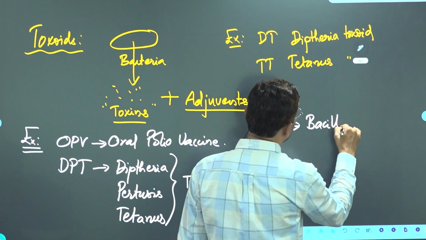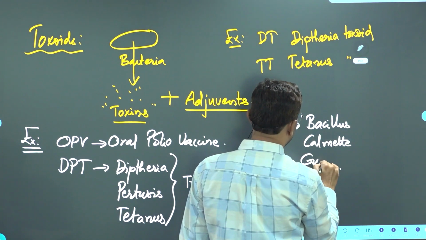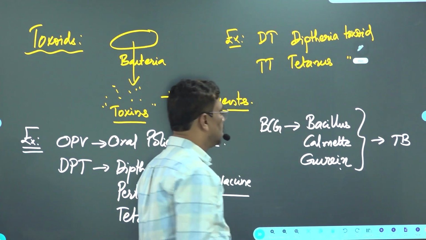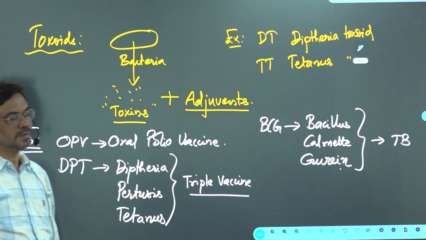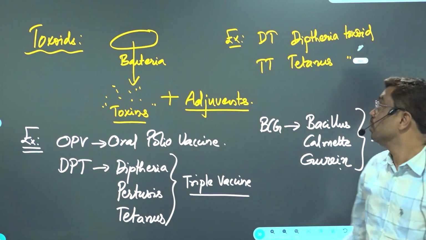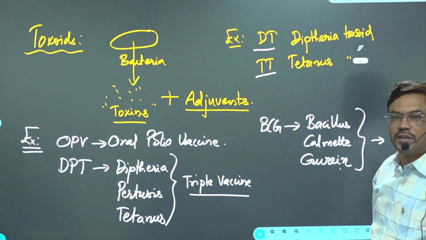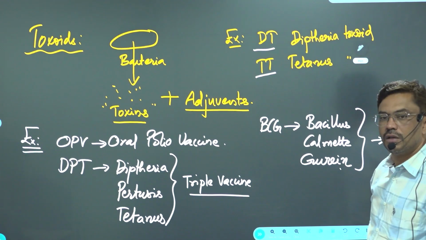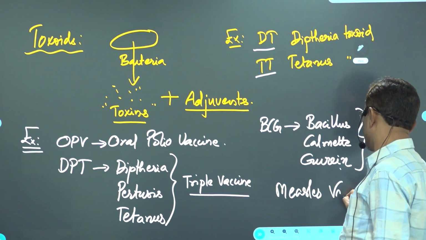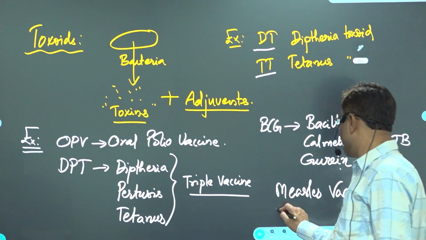you remember the abbreviation, Bacillus Calmette and Guerin. This is against TB. BCG is against TB, and also DT, diphtheria toxoid, and TT, tetanus toxoid. These are all examples of traditional vaccines. Okay, and also the measles vaccine, and the rabies vaccine.